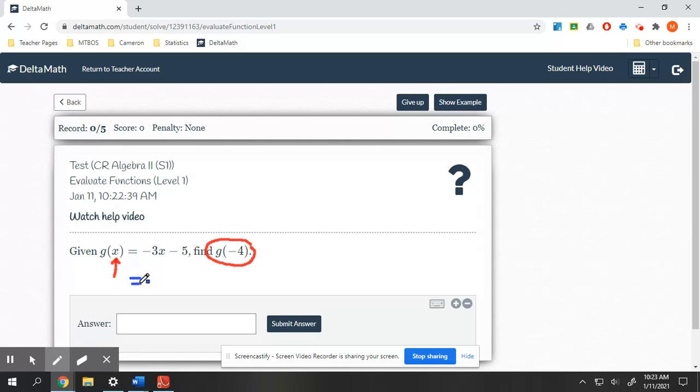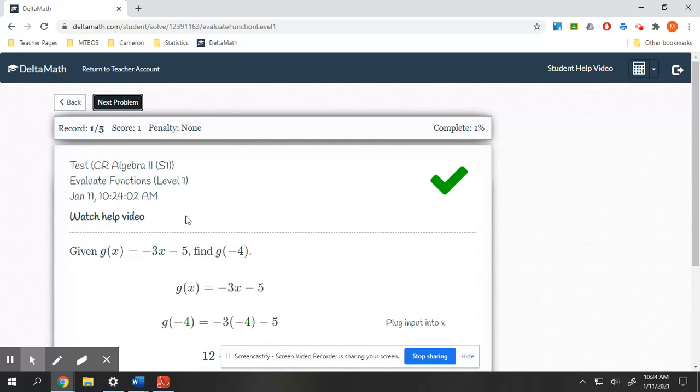So g of negative 4, well, this would be negative 3 times negative 4 minus 5. Order of operations here tells us that our multiplication is going to come first. Well, I have negative 3 times negative 4, that is positive 12. And then 12 minus 5, that is equal to 7. So our first answer is 7 on this one.